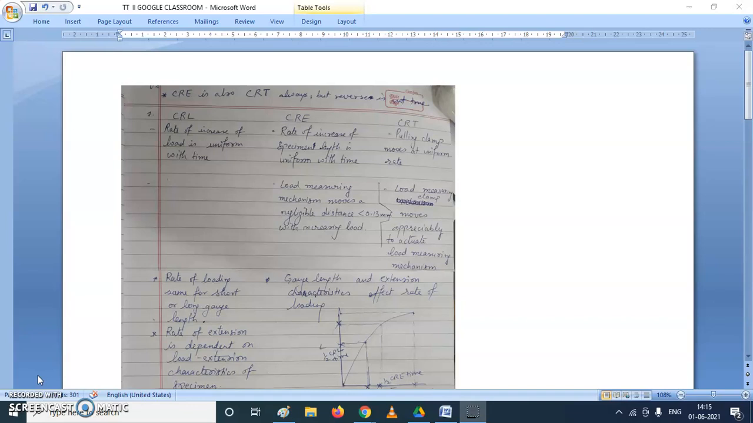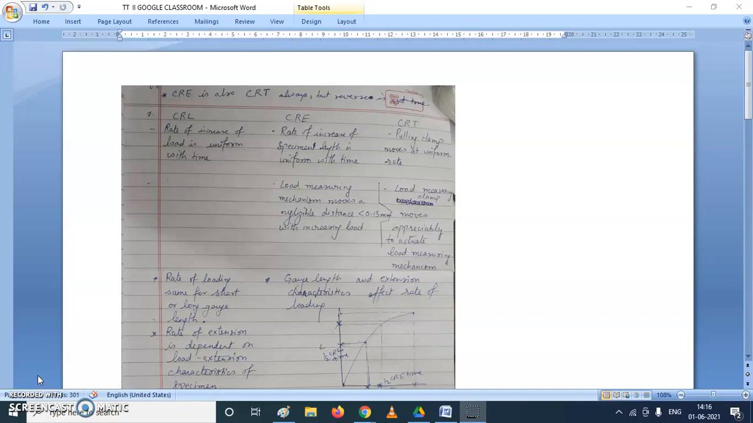Now the most important point is whenever we are giving constant rate of loading, it is very easy to measure the extension produced in the sample because we just have to measure the length. But when the input is increase in length and we have to measure the load, then how do we measure the load which is developed inside the sample? So we have to use some load measuring mechanism. Now when we study the different instruments, we'll see how different load measuring mechanisms are there.